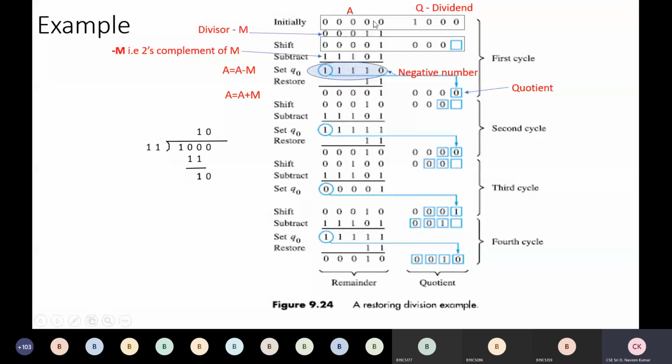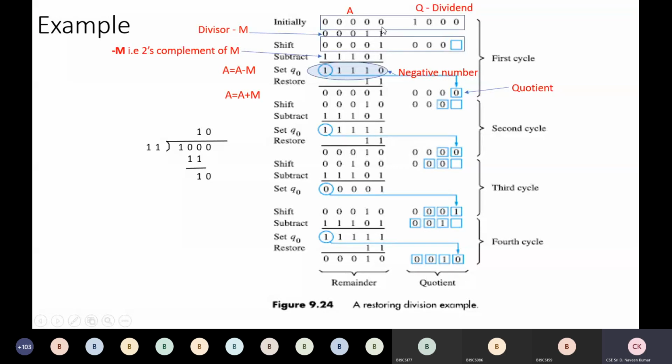A initially consists of all zeros. Next, another register Q consists of 1 0 0 0, which is the dividend. This is the dividend I have taken. These 5 plus 4, total 9 bits, are considered as a single shift register, so I drew a rectangle box, the shift register. If we left shift, all the bits are shifted left by 1 bit. Individually this is the accumulator register and this is the Q register, but while shifting they are treated as one register.